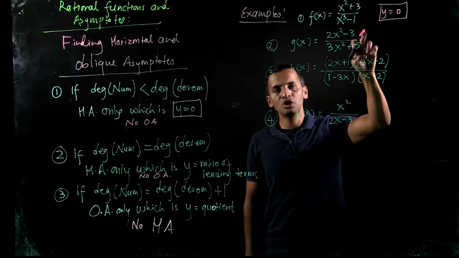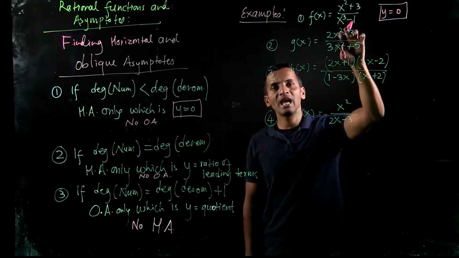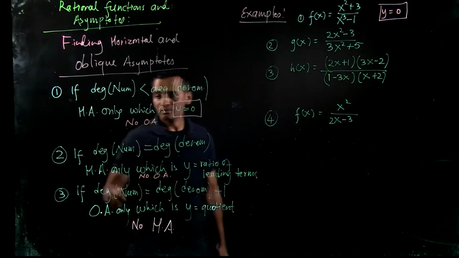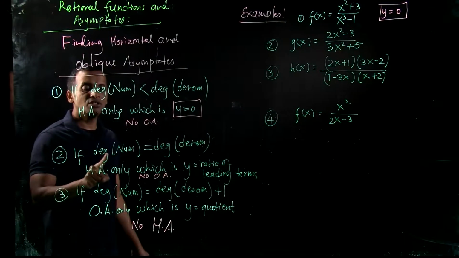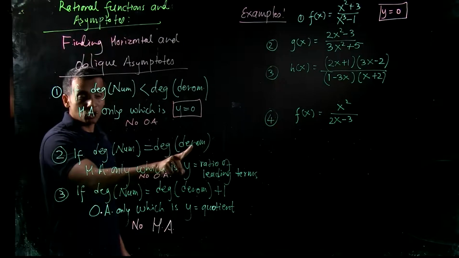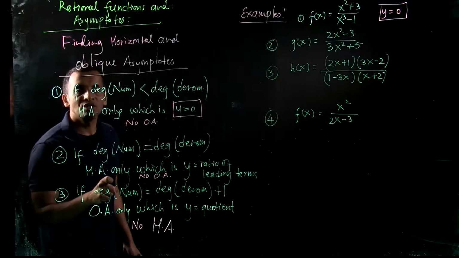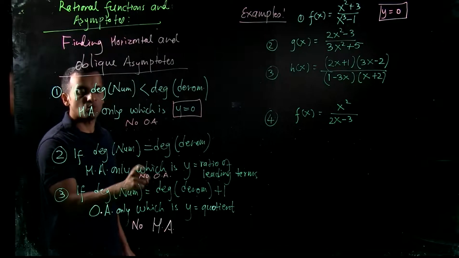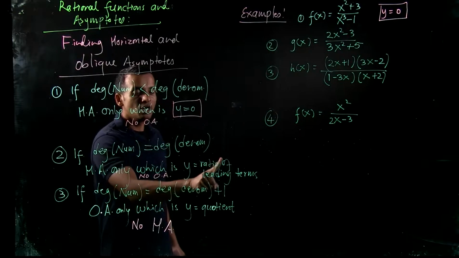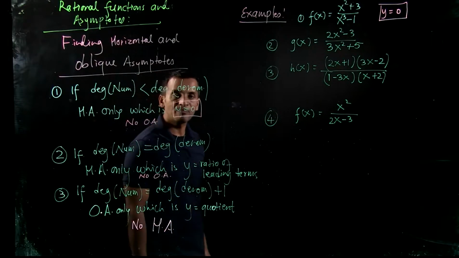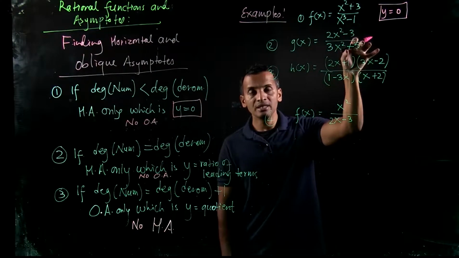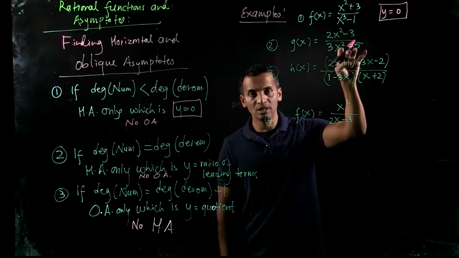Okay, how about the second problem? The degree of the top is 2 and the degree of the bottom is 2. They have equal degrees, so we cannot use rule number 1. So let's go to rule number 2. Rule number 2 says that if the degree of the top, the numerator, is equal to the degree of the denominator, then there will be just a horizontal asymptote, no oblique asymptote, and that will be given by y equals the ratio of the leading terms. Let's do that. The degree of the top is 2, the degree of the bottom is 2 again, so they have equal degrees.